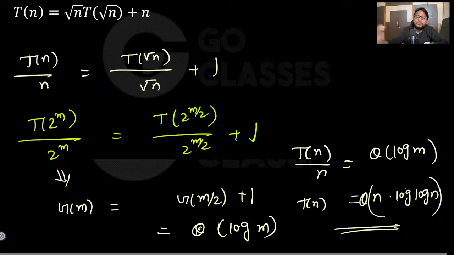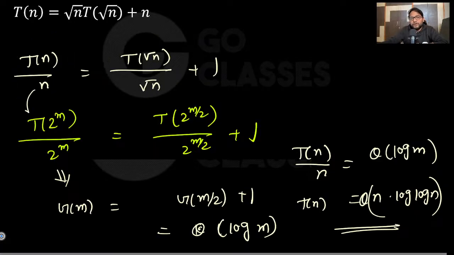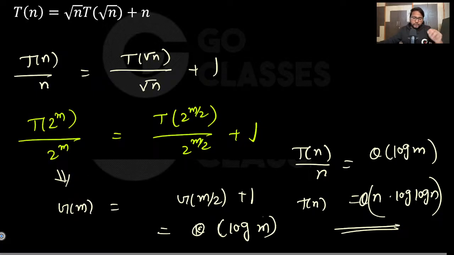Understood? So basically, let me just repeat it. You divided by n, and then you are getting this, right? Then just apply the steps. Step 1, you put it like 2 power m, right? And then this is Gm, the shorter form that you got, and then from here you can solve it, right?